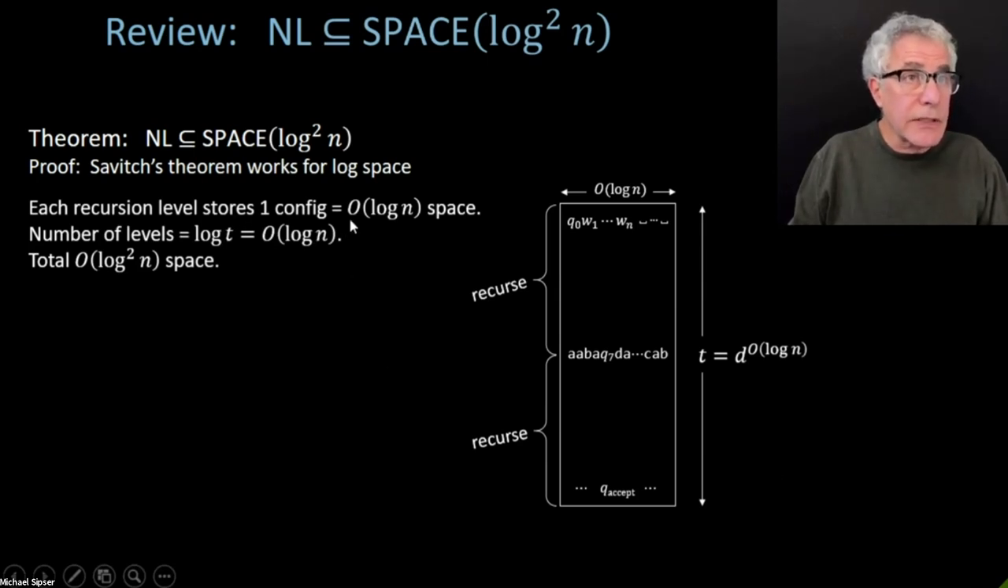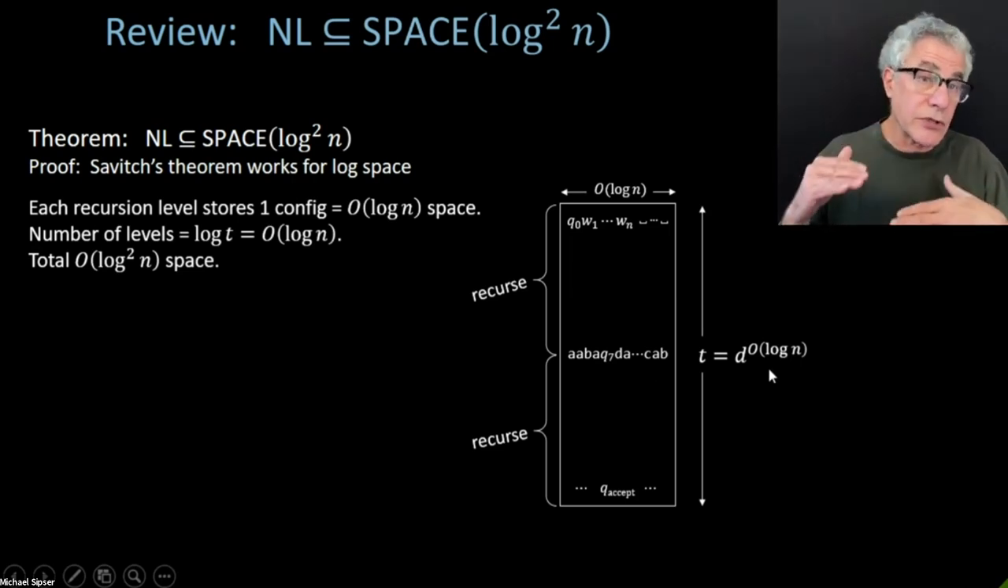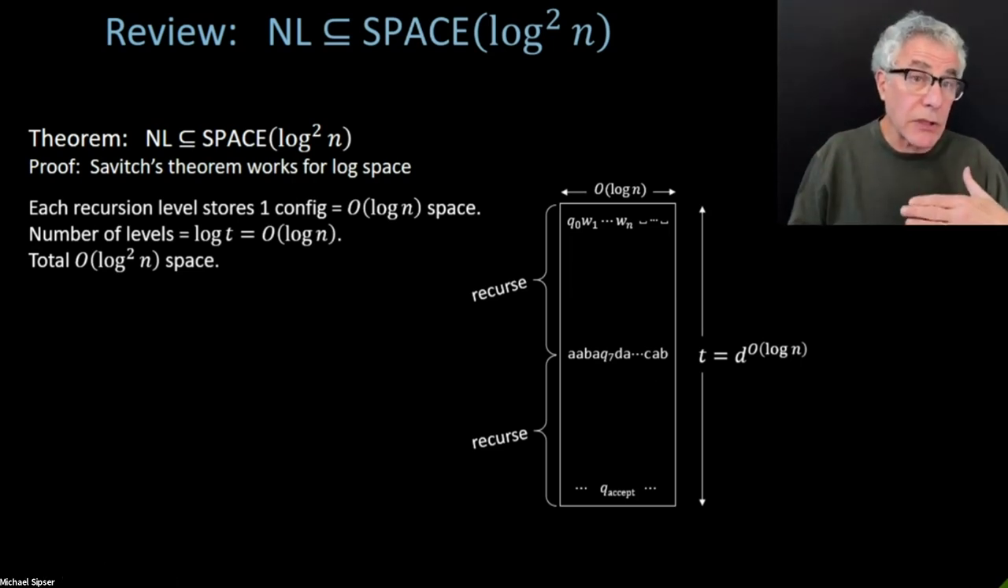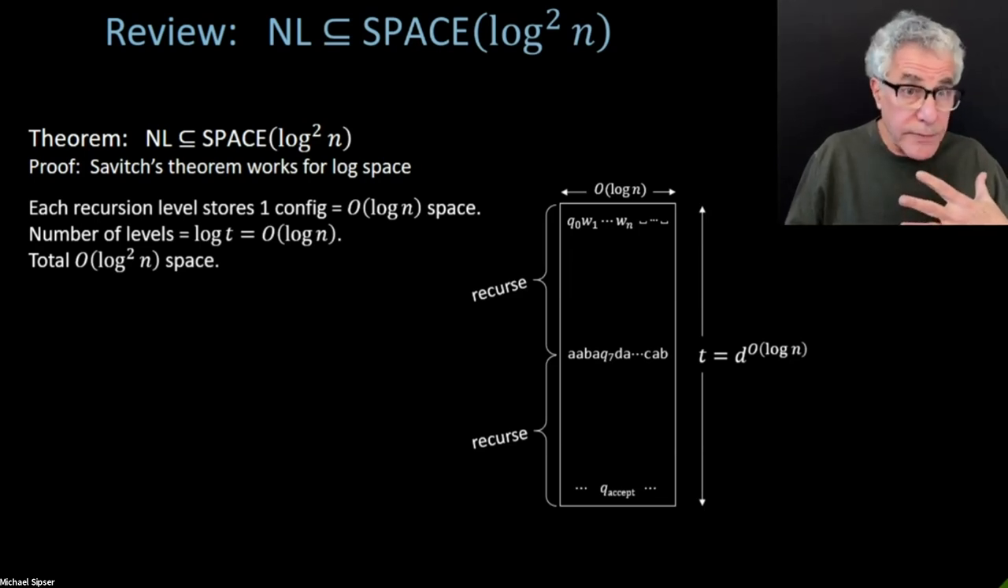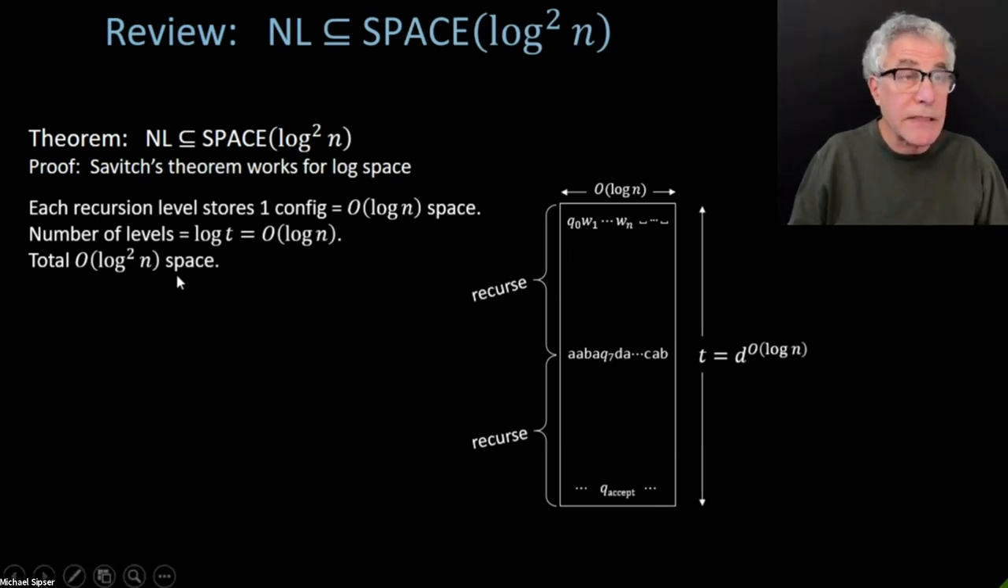The amount of space you're going to need is enough to store one level of the recursion, one configuration, and that's order log space. And then the number of levels of the recursion is going to be another factor of log n, because that's log of the running time, which is exponential in log n, which is polynomial. So the total amount of space that you would need would be log squared space.